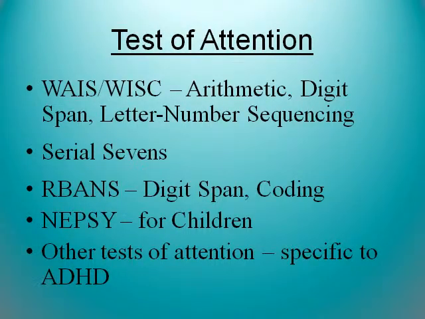Tests of attention. Oh, I was going to talk about attention. Serial sevens is actually also a test of attention because you have to be using your working memory. You also have to be attending to what you're saying. The WISC and the WAIS tests of attention can be found in arithmetic, digit span, letter number sequencing. The Arbans and the Dempsey are tests that we're going to be talking about in a month. Those also have aspects of tests of attention, and there are many other tests of attention that are specific to ADHD, like the continuous performance test. So they really draw upon your ability for attention.